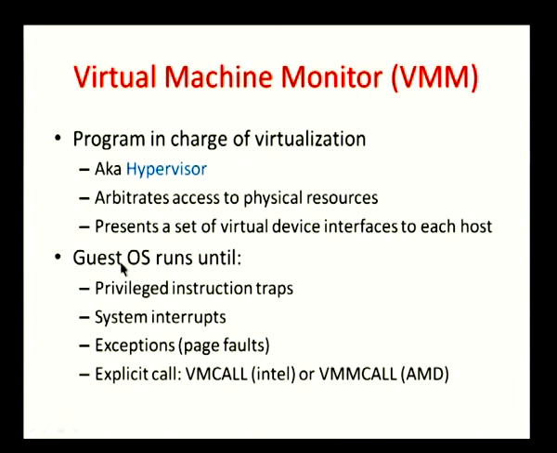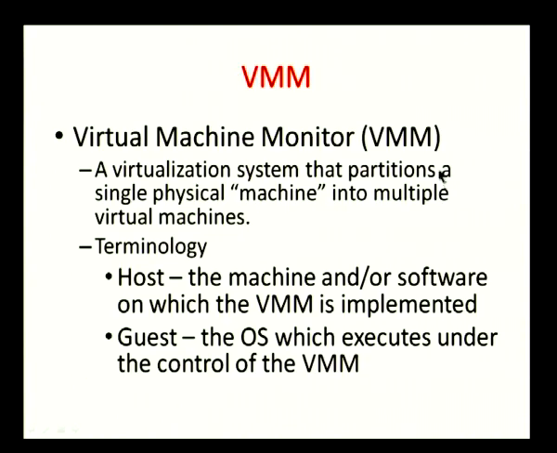And you will be having the guest OS runs until the privileged instructions trap and also the system interrupts, and whenever there is an exception or page faults available, and we can have the explicit call by using VM call or VMM call in the Intel architecture or AMD architecture based machines. So, we are introducing the different terminologies such as guest OS, host, privileged instructions, etc. So, in the forthcoming slides, we will give the explanation for all such things.